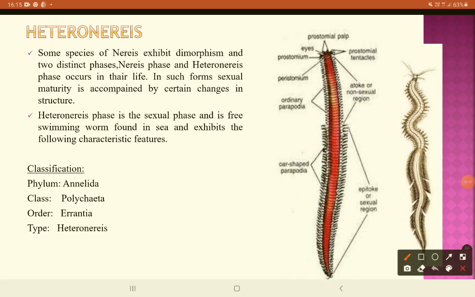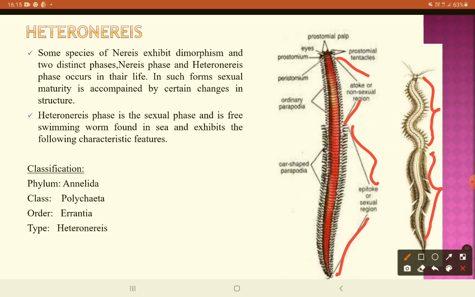Now this portion is an atoke, and from here on it is a sexual region, or an epitoke. See here, you can clearly make out this is an atoke and this is an epitoke. Now what is the difference?